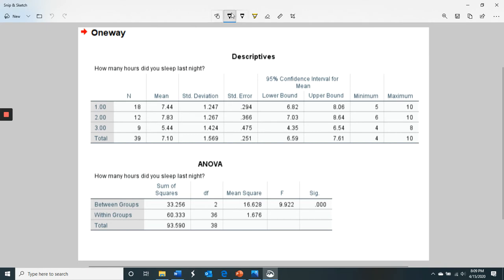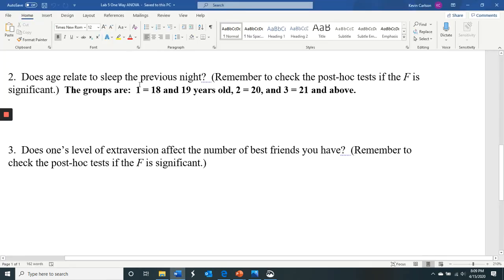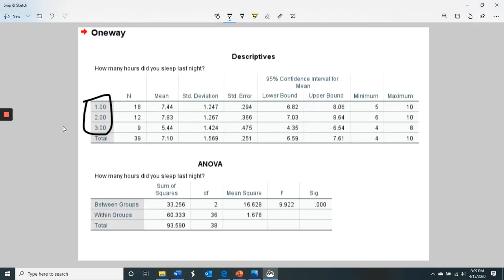So let's go ahead and talk about the sentences you're supposed to write, and the tables. The first thing I'll do is talk about the tables. So here we have our three groups. And remember, in our lab, it tells us what the groups are. One's 18 to 19-year-olds, 2 is 20, and 3 is 21 plus. So here we have 18 and 19.